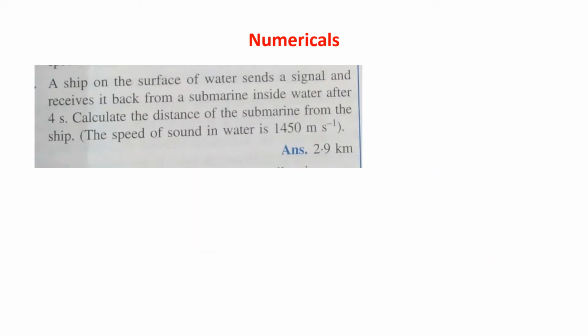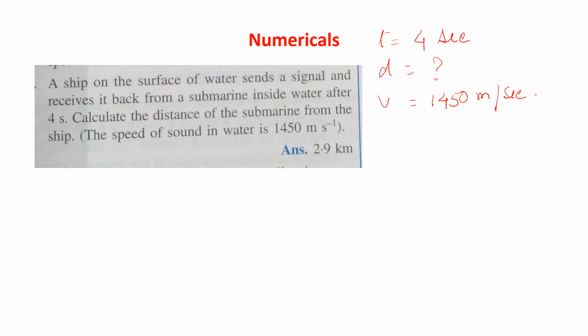Next numerical. A ship on the surface of water sends a signal and receives it back from a submarine inside the water after 4 seconds. So you can understand that 4 seconds is the time taken to get the echo. So let me write it. T is equal to 4 seconds. Calculate the distance of the submarine from the ship. D is the question. And the speed of the sound in water is given 1450 meter per second.